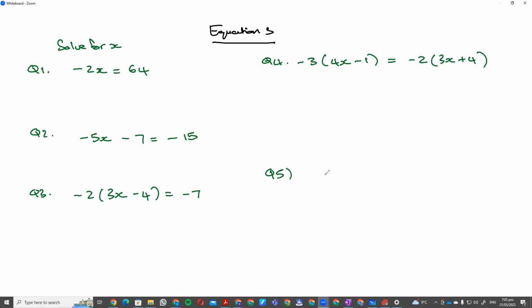Question 5, I've got (6x minus 3) over 4 equals (9x minus 2) over 5. And in each case, we want to solve for x. We can write our final answer as a fraction. That would be fine. Without a calculator would be fine. Okay, give it a go. Let's see what you got for any of these over here.